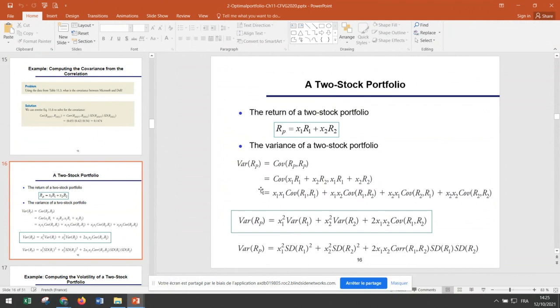As you can see here, the variance depends on the correlation of R1 and R2. If the correlation of R1 and R2 is small, you can make these terms smaller. If the correlation is high, you're going to make the variance high. If the correlation of R1 and R2 is negative, you're going to reduce your portfolio risk even further. That makes sense?